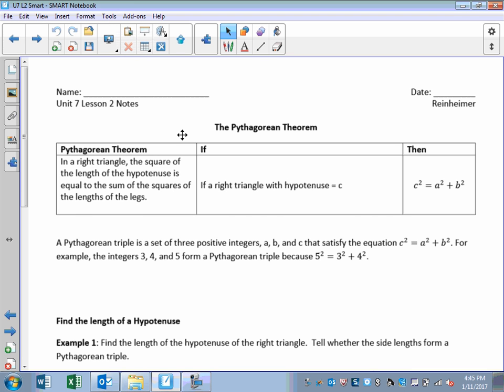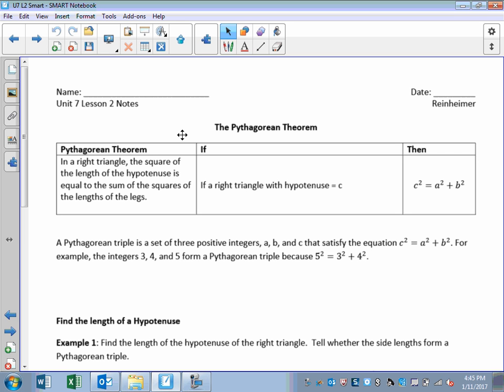Welcome to lesson number 2 in Unit 7. As you can see, today we're going to be talking about and revisiting the Pythagorean theorem, which, as you all know, is a squared plus b squared equals c squared. You all are very familiar with that.